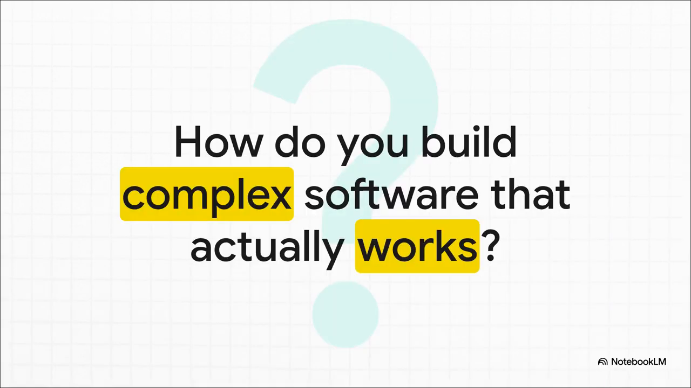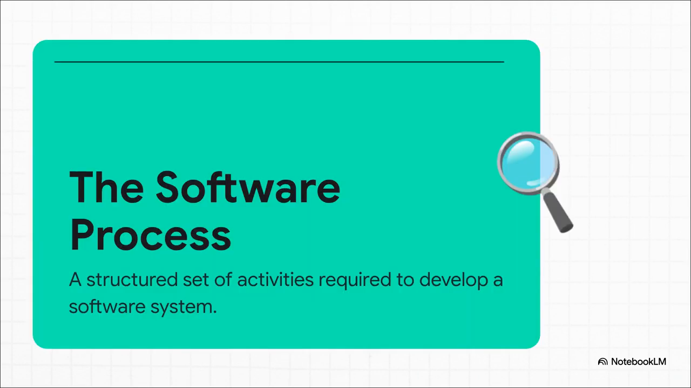I mean, that's the million-dollar question, right? You've got this amazing idea, but how do you actually go from that little spark to a real working product that people can use and love? It's about so much more than just writing code. It's about having a game plan. And that game plan has a name. It's called a software process.